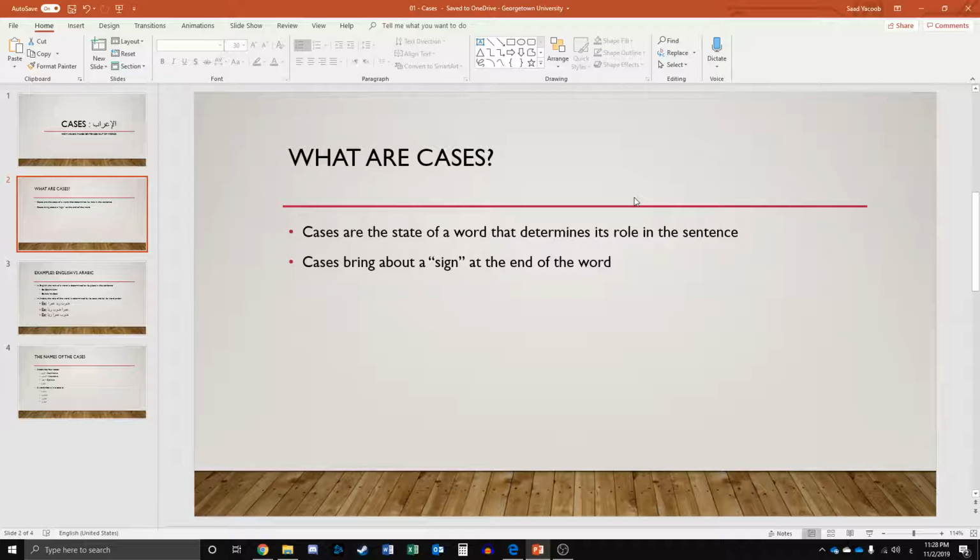So what are cases? Cases are the state of a word that determines its role in the sentence. That's, first of all, very abstract, and second of all, it's also not technically correct. But this is what we start teaching the students, and I will say this a lot throughout these short videos: in a lot of these sentences, if you want to know what's actually going on grammatically, you probably won't learn that in the first couple of years of study.